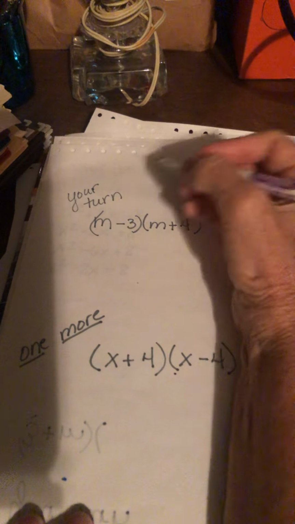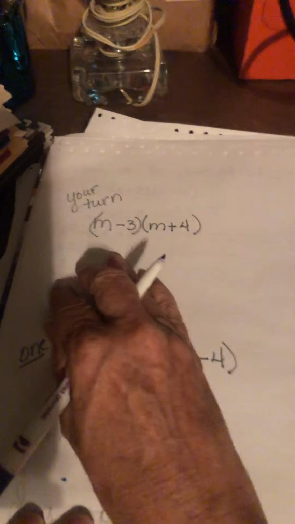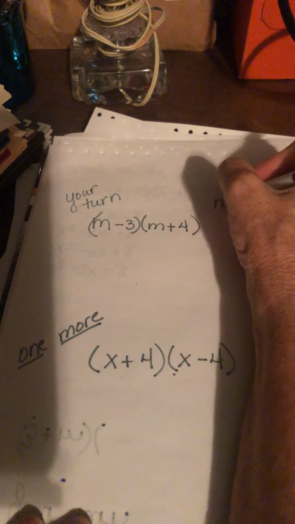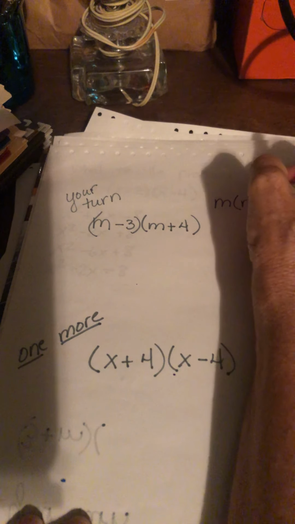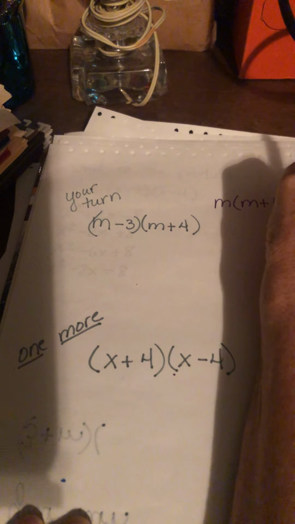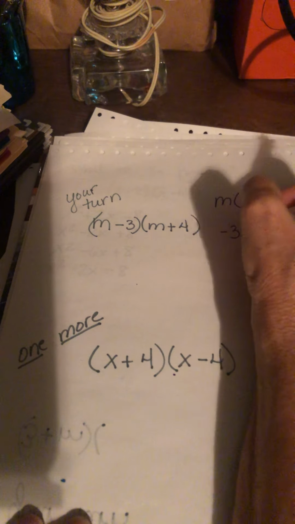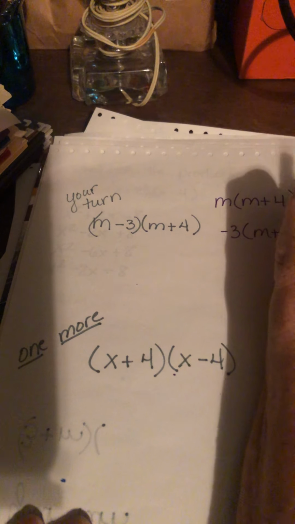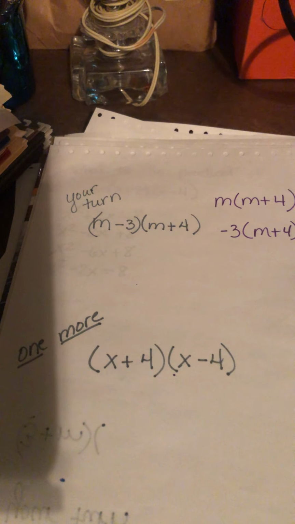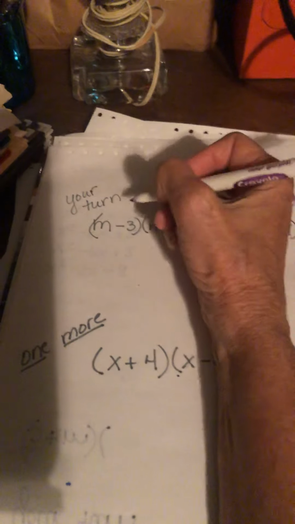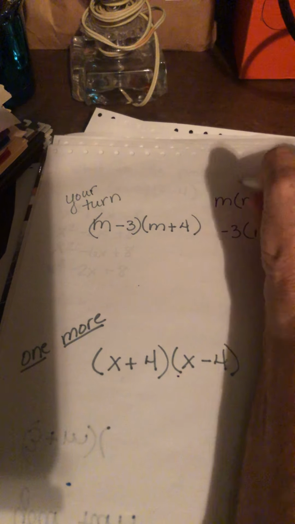M minus 3, M plus 4. I know this one's right. Press pause, try it. If you need it separate, this is what it would look like. Okay, I will see you back here in a minute. Okay, I hope you pressed pause. If you needed to do it this way, that's fine.